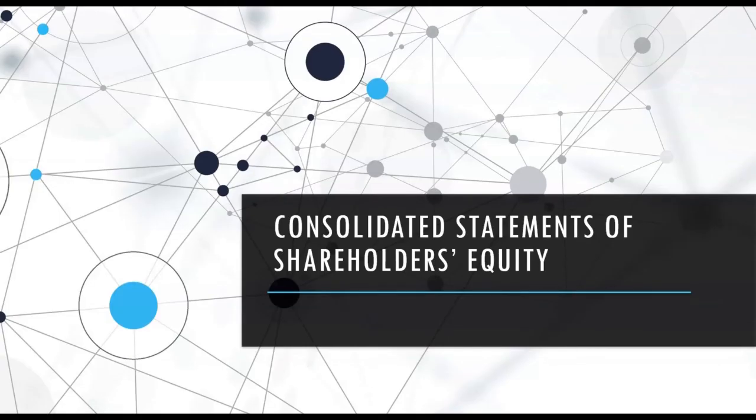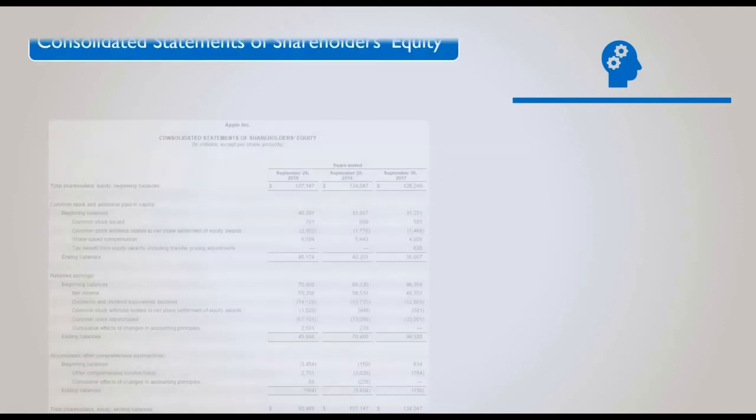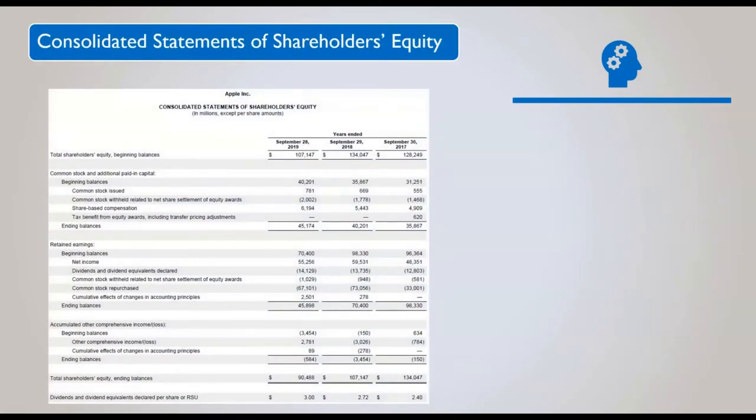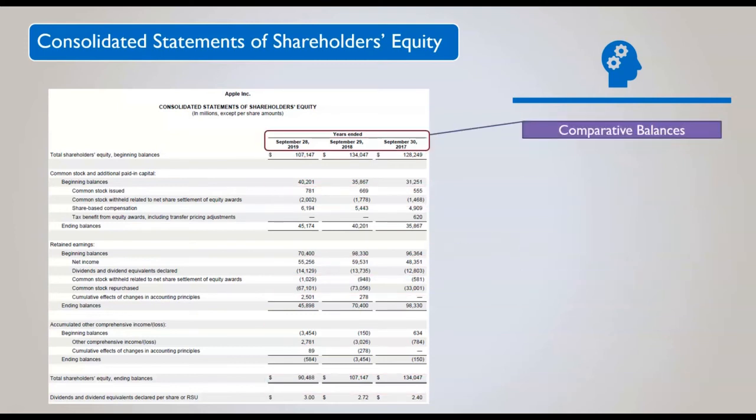Welcome back. In this lecture, we will go through the consolidated statement of shareholders' equity. This is the statement of shareholders' equity, and we can see that similar to the P&L or profit and loss statement, Apple Inc. is showing 3 years of comparative information because Apple reports under the US GAAP accounting framework. If they were to file under IFRS, this would only show 2 years of information on these statements.